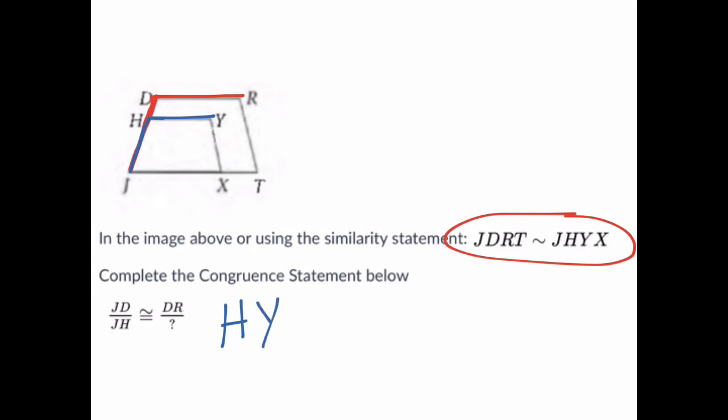HY. You can do the same thing if you use the congruent statement, the similarity statement over here on the right. The JD would be here, the first two spots, and the JH, again, the first two spots here. The DR would be the two in the middle, so we would need the two in the middle over here. And either way, you get HY.